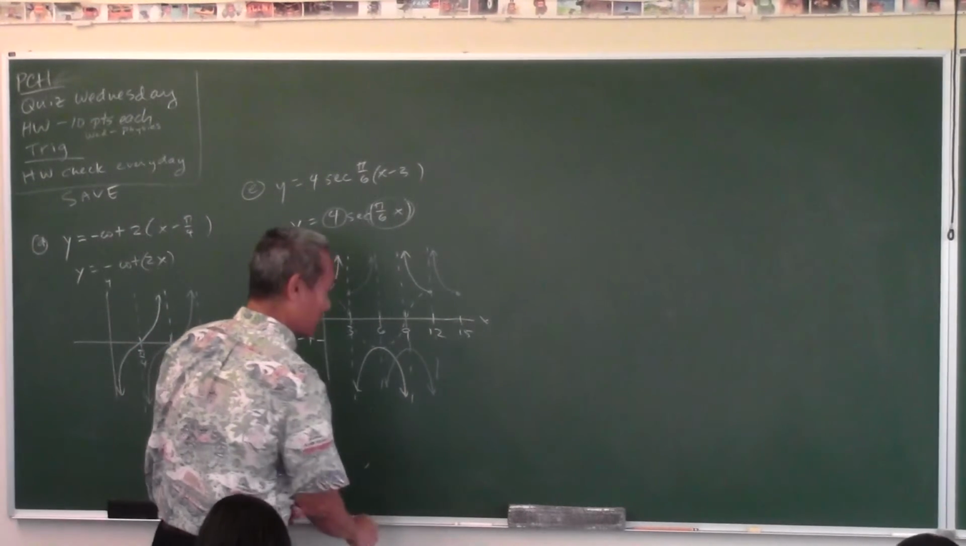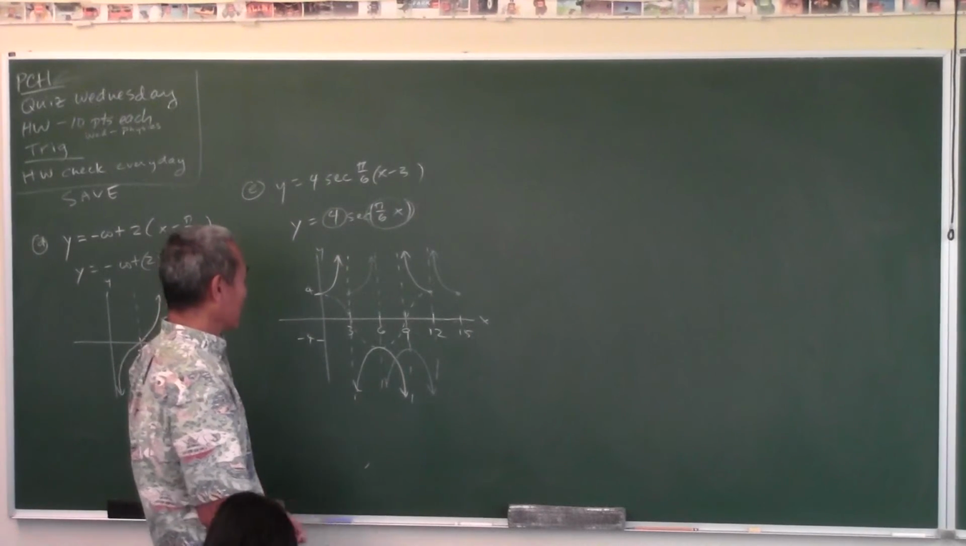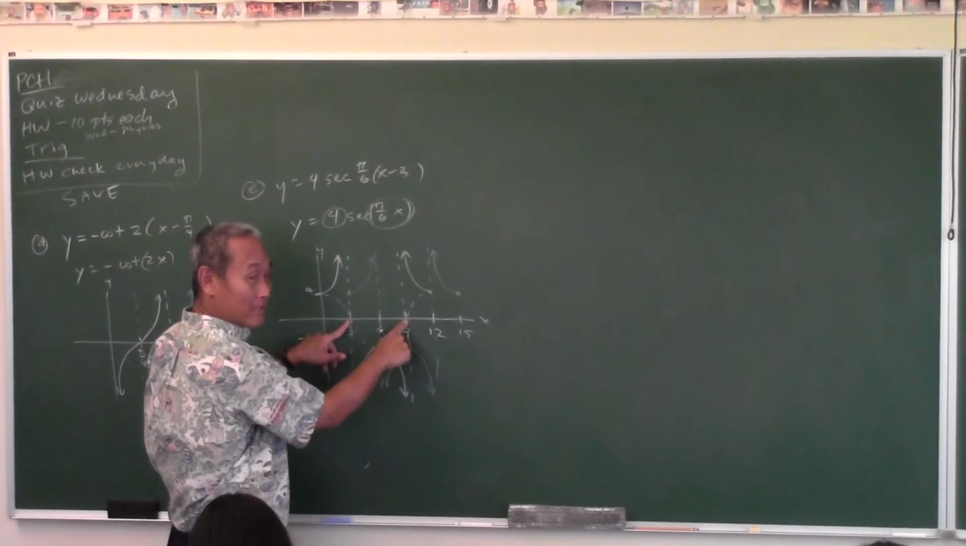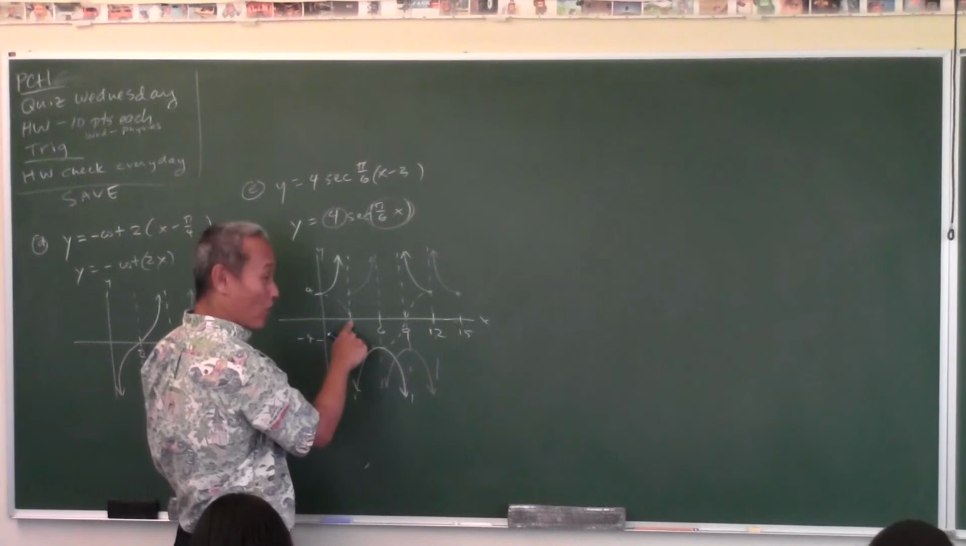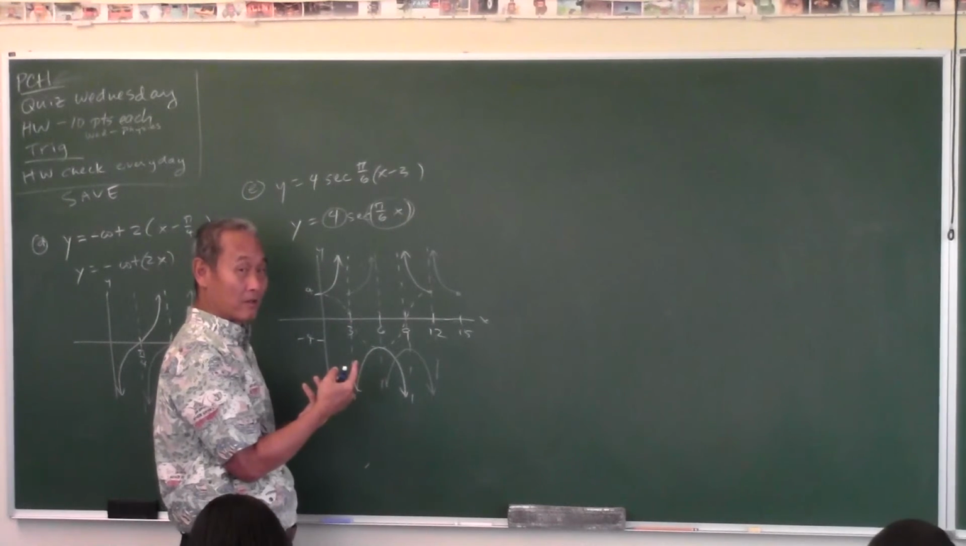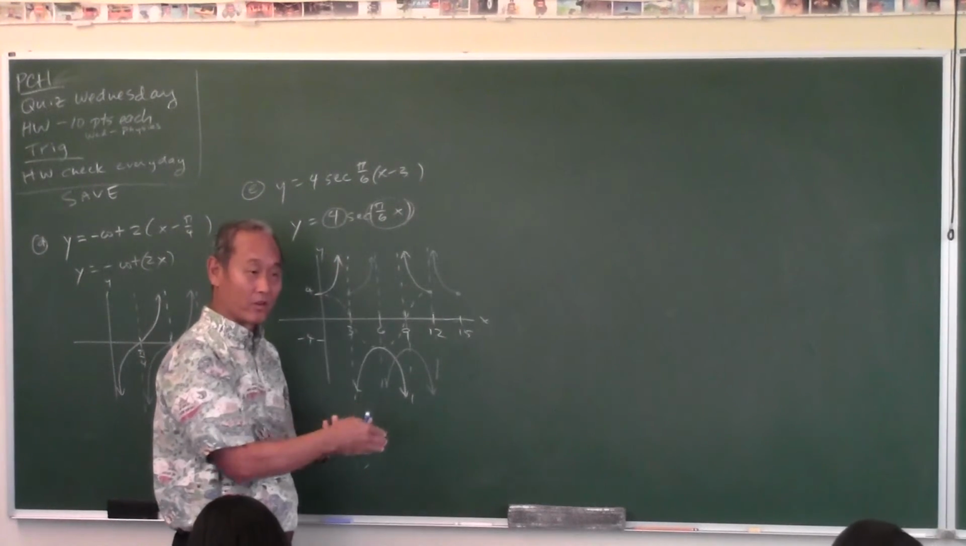Wait, how do you find the asymptotes again? When the cosine graph touches the x-axis. Oh, okay. Because when the y coordinate is 0, what's the reciprocal of 0? Undefined, right? That's when you have a vertical asymptote.